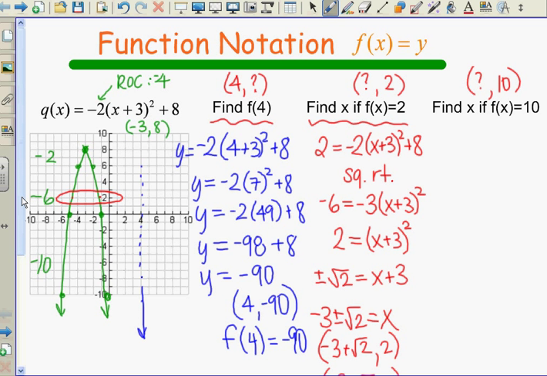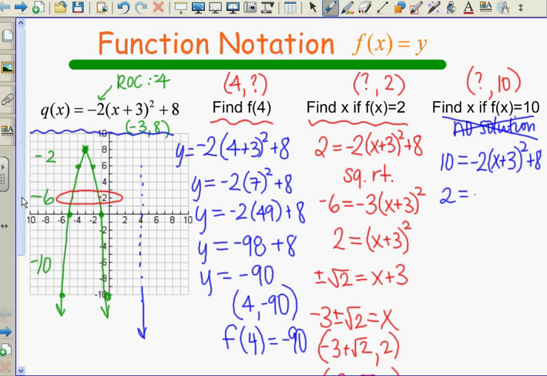Okay, this last one, we want to know where y is 10. So if you look at your graph, up here when y is 10, previously we would have said that's no solution. But we know that no solution no longer exists for us in quadratics. That just means it's an imaginary solution. So let's see what that imaginary solution is. Again, we have to use the equation. So 10 for y, negative 2 times x plus 3 squared plus 8. Subtract the 8 over, we'd get a 2.